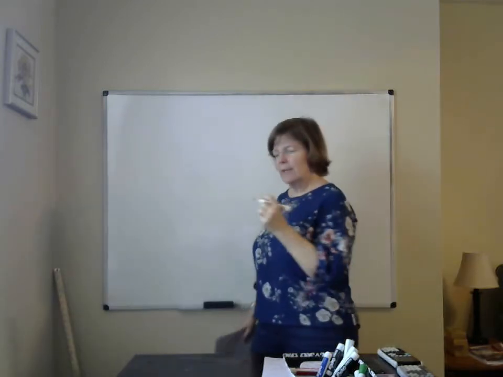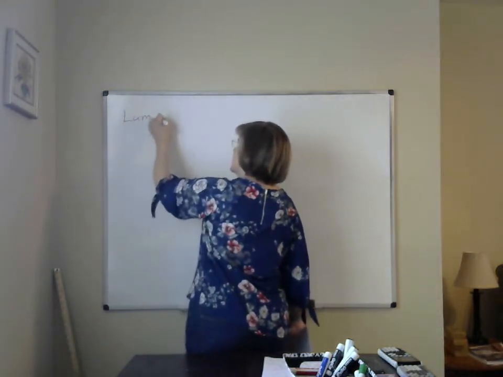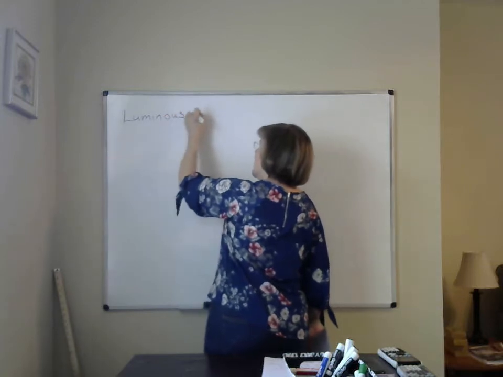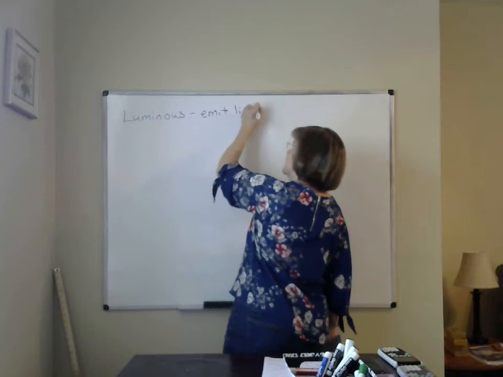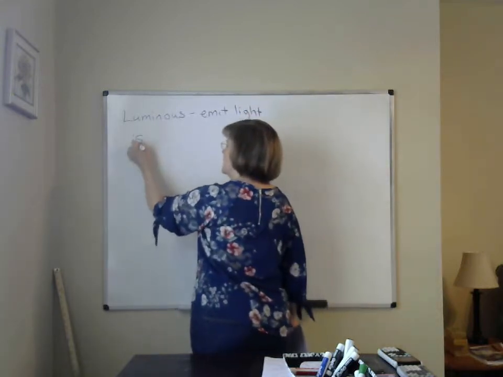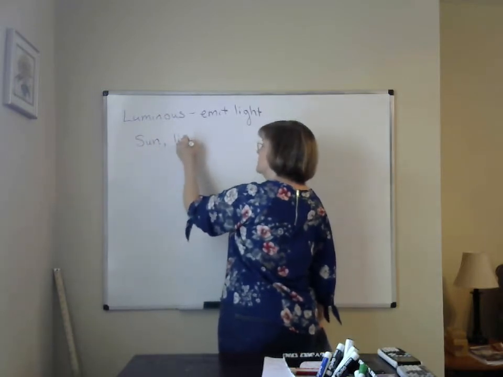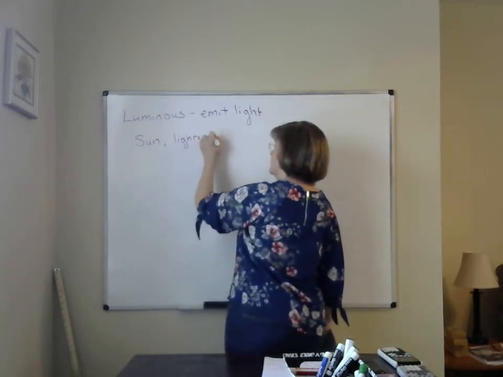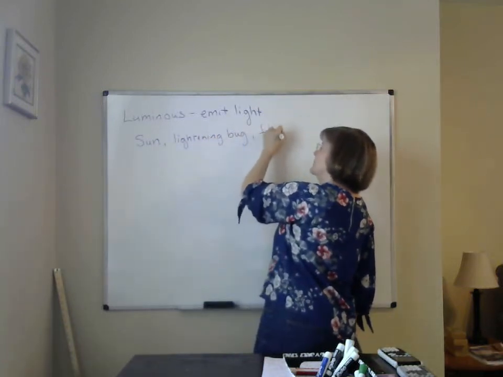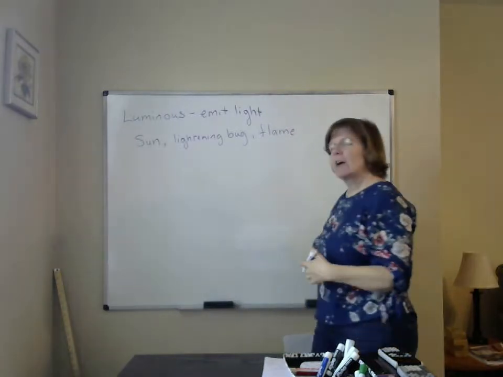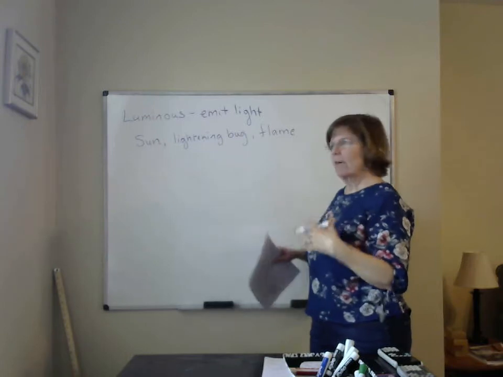There are a few things that are luminous and actually emit light. Those are things like the sun, a lightning bug, a flame, any type of fire, a light bulb filament, things that actually generate and give off light.